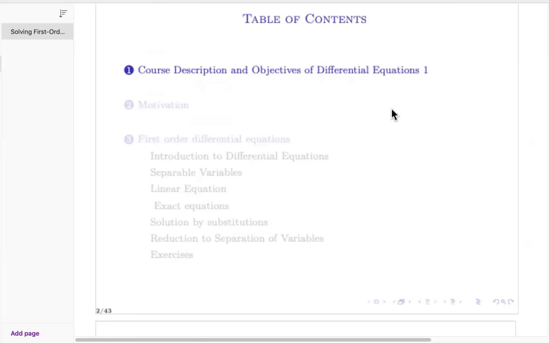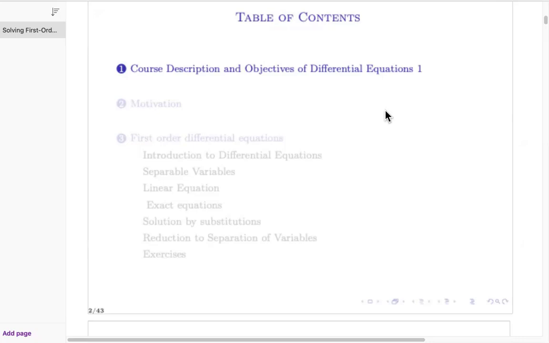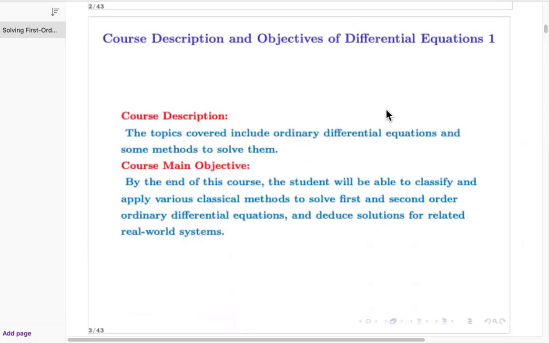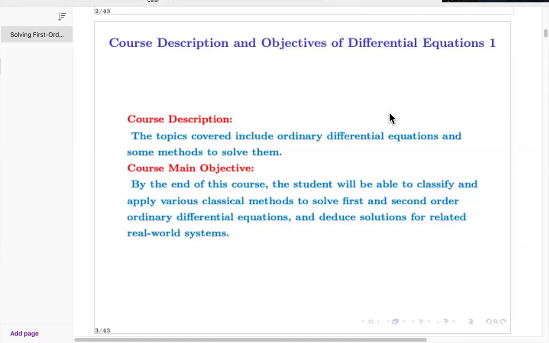Now, before diving into solving first-order differential equations, first take a look at the course description and objectives to understand what we will cover in this lesson. In this course, we will focus on ordinary differential equations, with particular emphasis on first-order differential equations and the methods to solve them. By the end of this course, the student will be able to classify and apply various classical methods to solve first and second order ordinary differential equations and deduce solutions for related real-world systems.